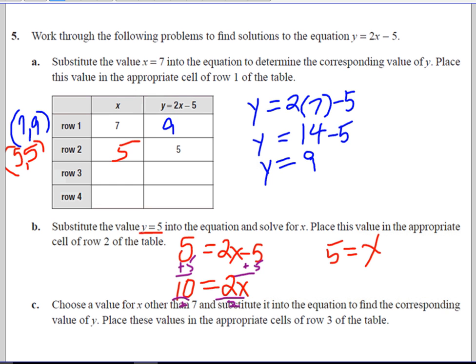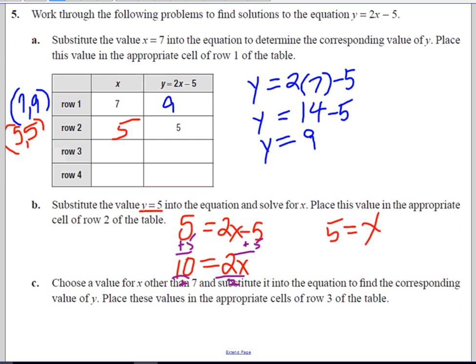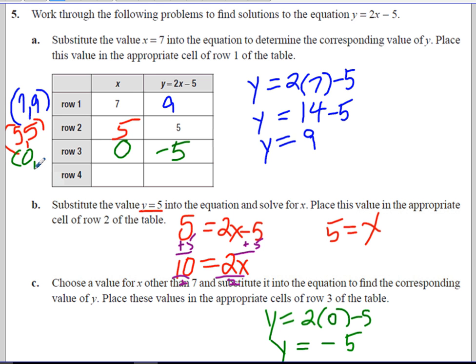Now it asks us to pick another value for x and substitute it. And so let's go with x equals 0. That's an easy one to plug in. So we will get y equals 2 times 0 minus 5. So y equals 0 minus 5, which is negative 5. So a third solution to the problem is (0, -5).